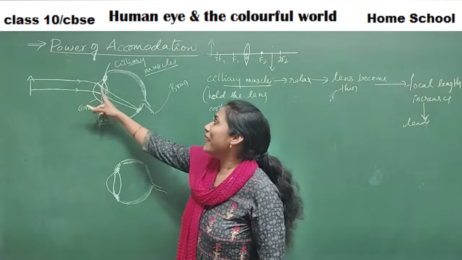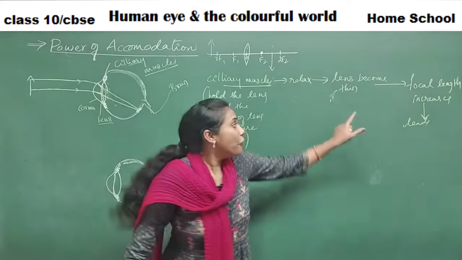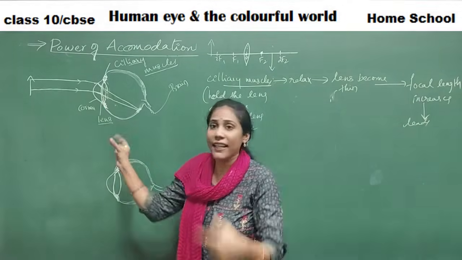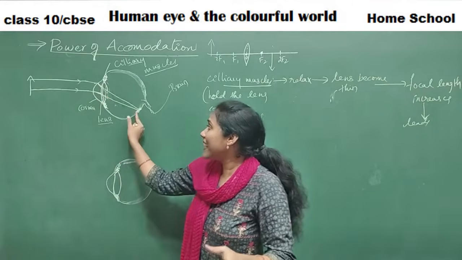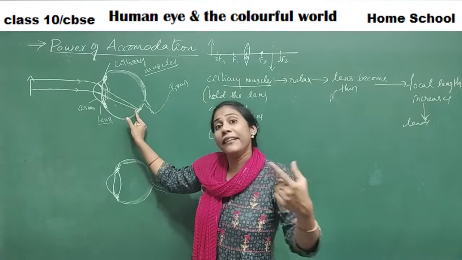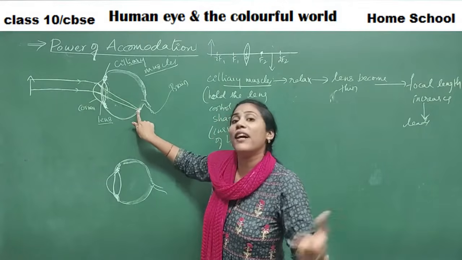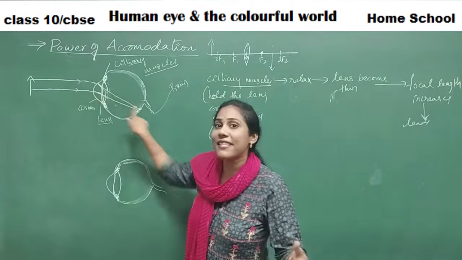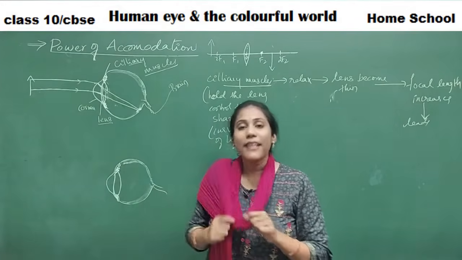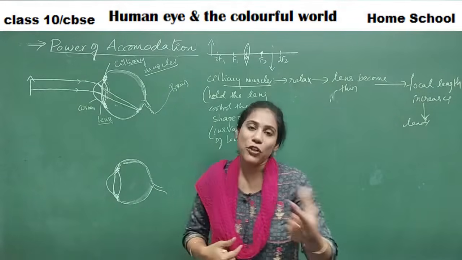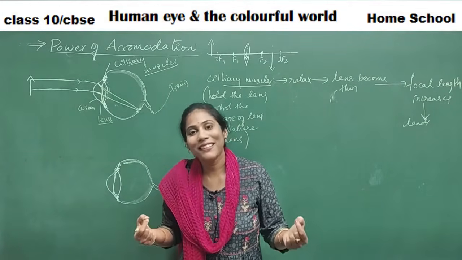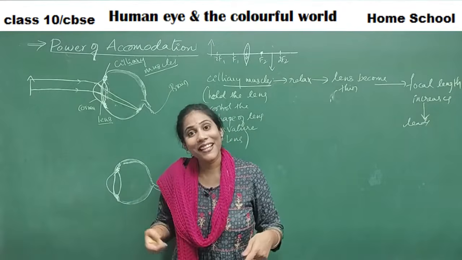The moment the lens becomes thinner, the focal length of the lens becomes more. The moment the focal length, the distance between the center of the lens and the focus point, becomes more, the focus point exactly shifts to the retina. So this is where the refracted rays are converging, and you can see a clear image of the object. See how beautiful the concept is that is really taking place inside the eye.